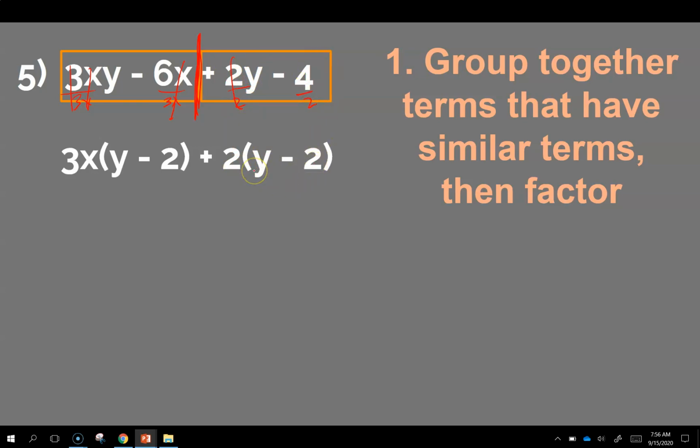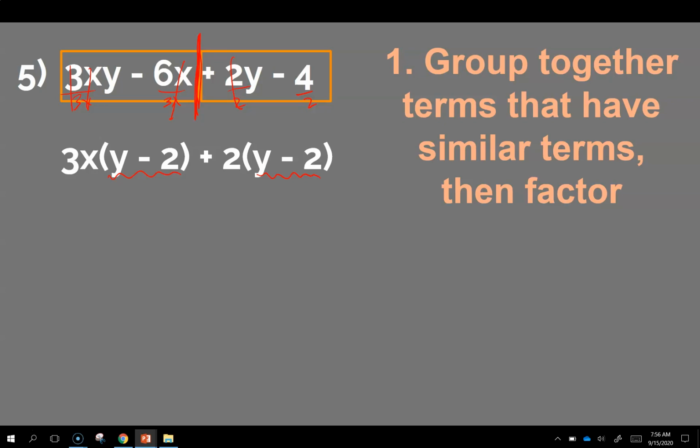Okay? Notice something that happened. The piece that's left in my parentheses is the same. That should always happen. Every single time that we do grouping, when you take out a greatest common factor of each half, what is left inside your parentheses needs to be the same thing.